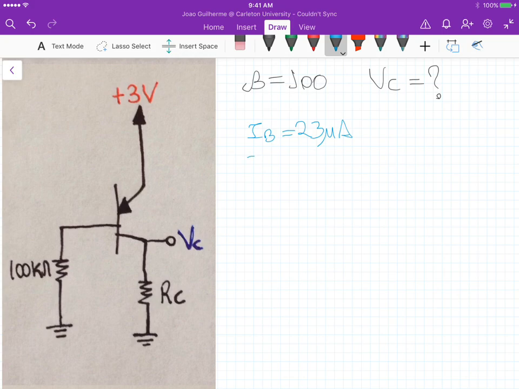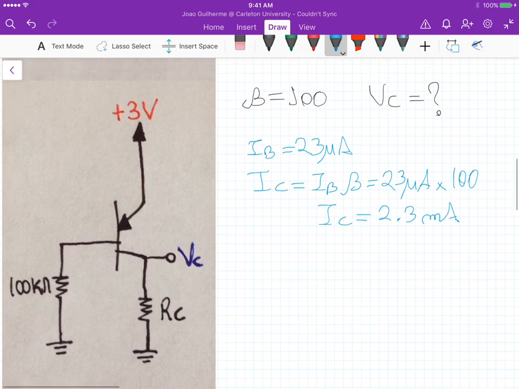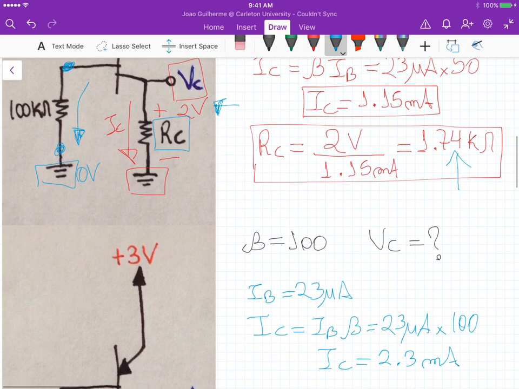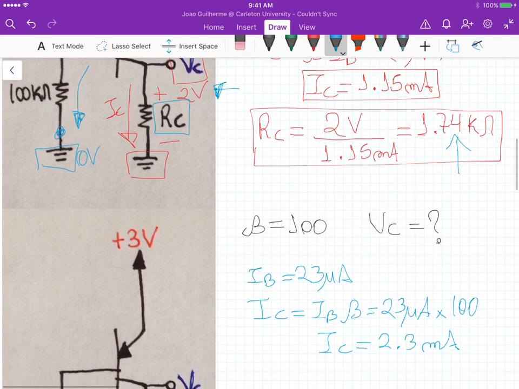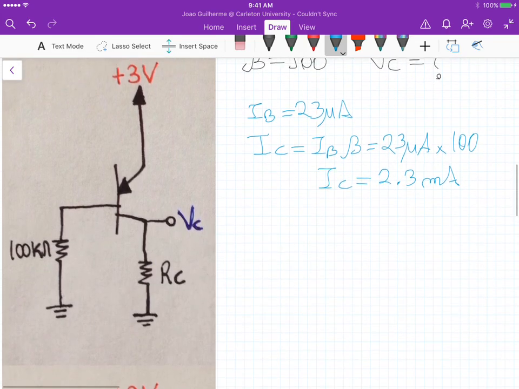And if we calculate IC using this new beta, it gives us 23 microamps times 100. And that's a current IC of 2.3 milliamps, right? So it's 2 times the value of the IC that we had previously.